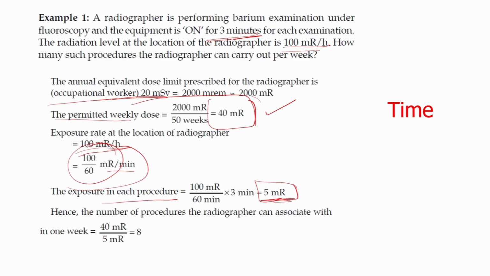The question was how many exposures are possible, because we know that the maximum weekly dose limit is 40 mR. So we simply divide by 5 mR. Hence the number of procedures that the radiographer can complete in a week is 8. So this is the example. You can understand how important the role of time is. If the radiation level is higher, you need to spend less time so as not to cross your permissible dose limit.